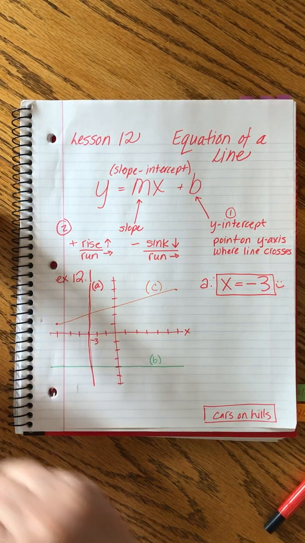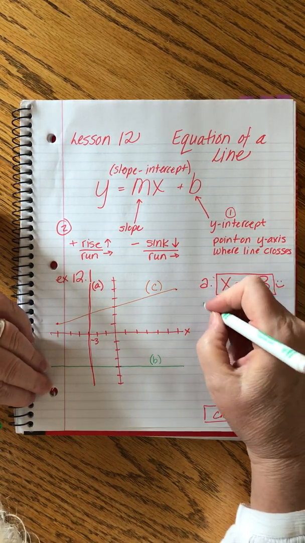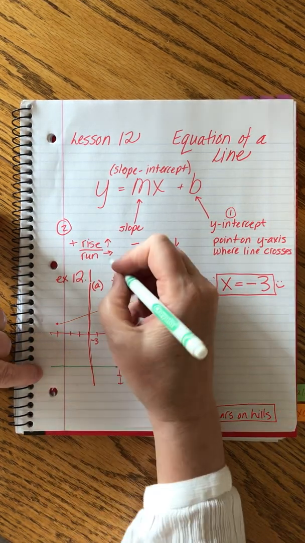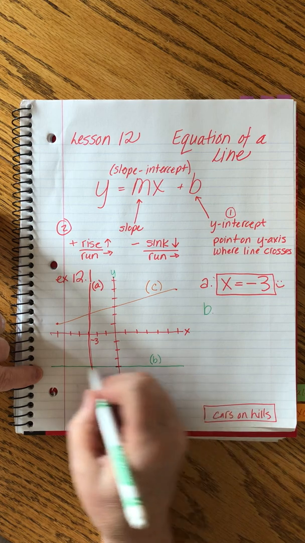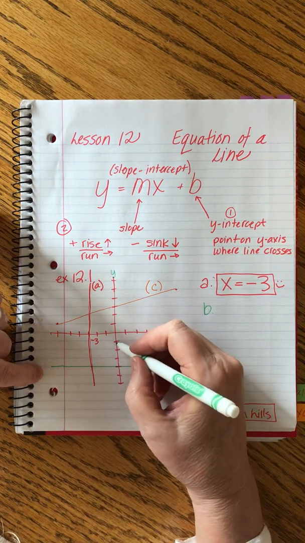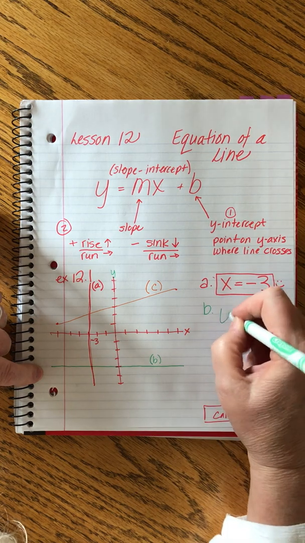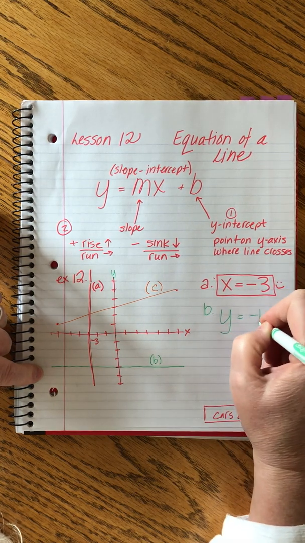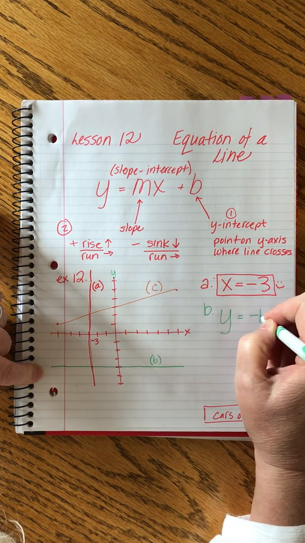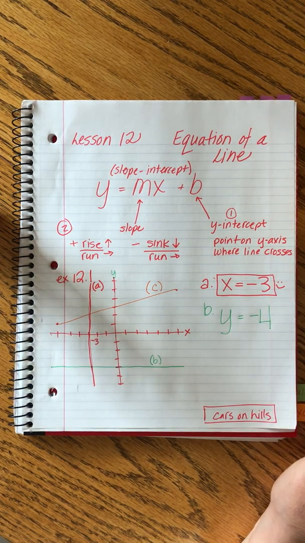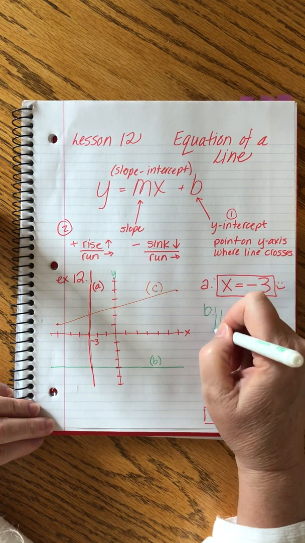B, I'll do it in green since it's the green line. B is weird, but in an opposite direction. With B, it only hits the y-axis. And no matter what x is, the y is always equal to -4. So for this one, I say y equals, I can't make a 4 though. There, I'll just make it a big 4. -4. Again, it's a weirdo, isn't it?